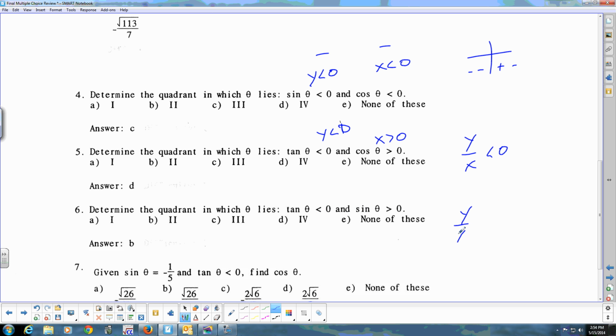Tangent is negative. Okay, same idea. You don't know which one's negative, but you know one of them is. Sine is greater than 0, so that means your y value is greater than 0. So that means your x is less than 0. So that means you're in quadrant 2.